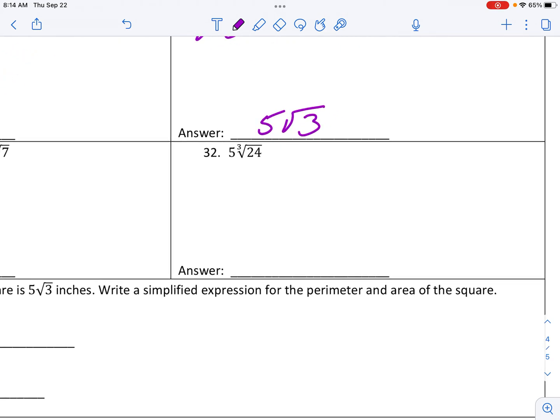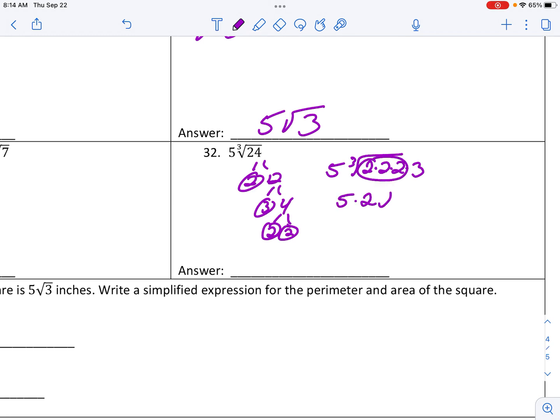All right, last one here is a cubed root. So as I do my prime factorization of 24, 2 and 12, 3 and 4, 2 and 2, because it's a cubed root, I am looking for groups of 3, triplets. For every group, 1 comes out, and 10 cubed root of 3.